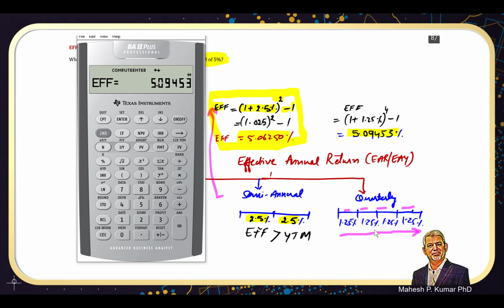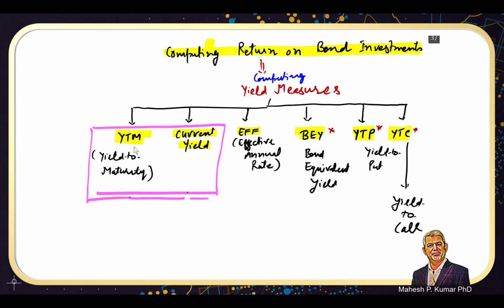So in this learning we talked about YTM, we talked about current yield, and we also talked about effective annual rate. In the next learning we will talk about bond equivalent yield, yield to put, and yield to call.